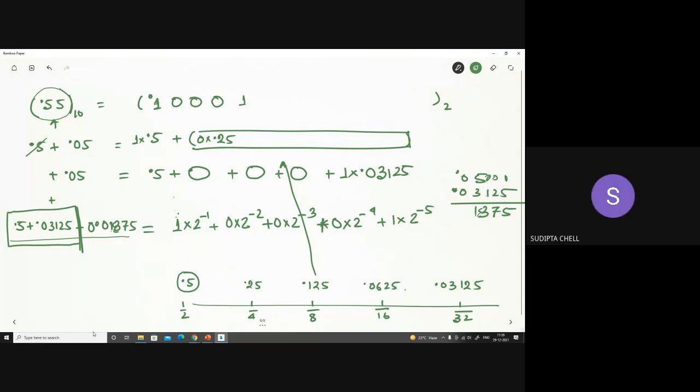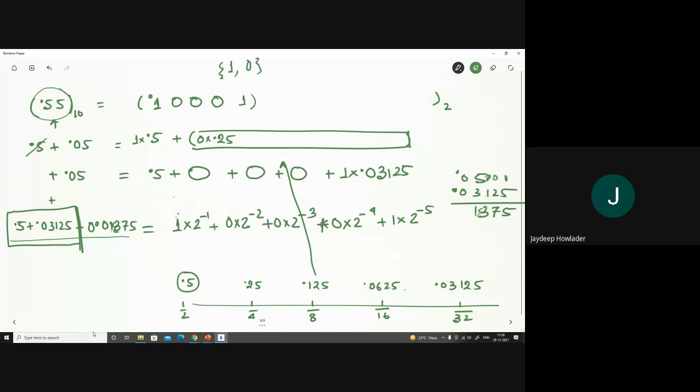Sir, why you took 0? Yes, sir. Why we took 0? I mean 1 into 0.5 plus 0 into 0.25. Why we took 0? Because in binary, we have only the symbols of 0 and 1. Clear? So I am representing the number in the form of 0 and 1s, and they are having the positional values.